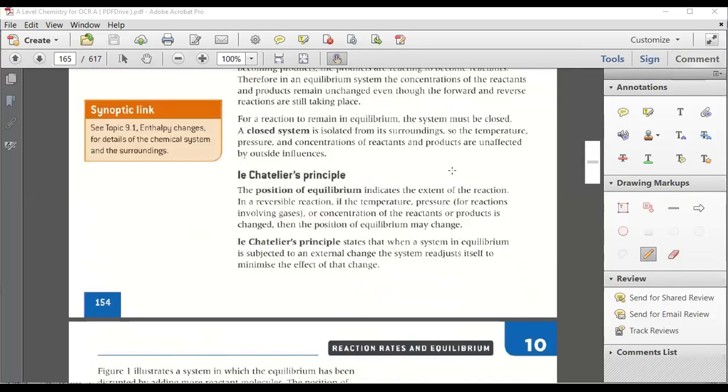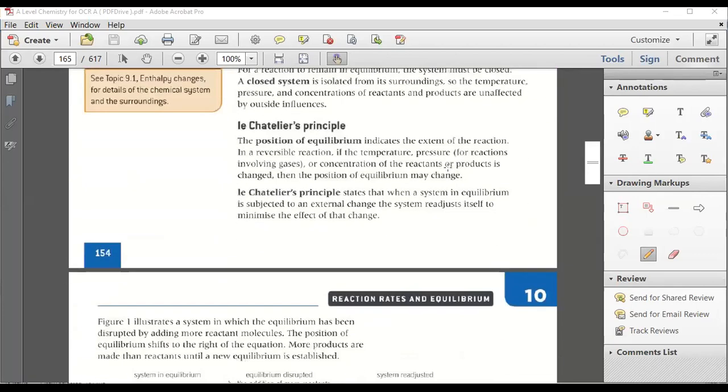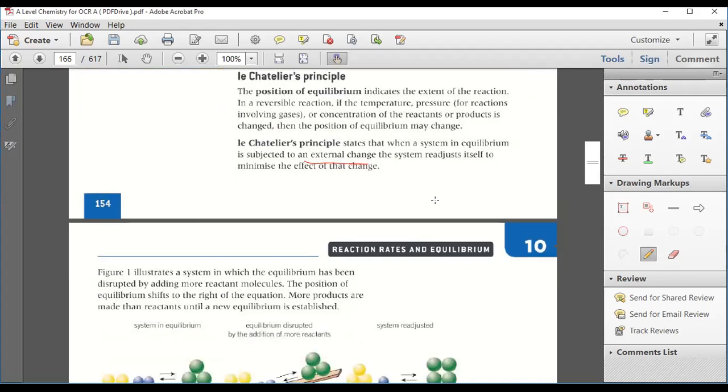So in our last class, we started our chapter that is dynamic equilibrium and Le Chatelier's principle. Just for the revision part, we are doing this Le Chatelier's principle again. Le Chatelier's principle states that whenever there is some external force subjecting the equilibrium to a change, that equilibrium will shift itself in such a way that it will nullify that particular external change. It means that when a system in equilibrium is subjected to an external change, the system readjusts itself to minimize the effect of that particular change.